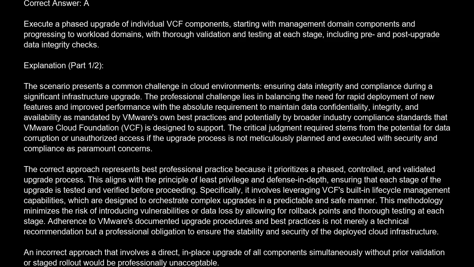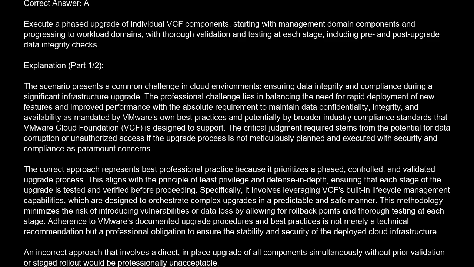Explanation. The scenario presents a common challenge in cloud environments, ensuring data integrity and compliance during a significant infrastructure upgrade. The professional challenge lies in balancing the need for rapid deployment of new features and improved performance with the absolute requirement to maintain data confidentiality, integrity, and availability, as mandated by VMware's own best practices, and potentially by broader industry compliance standards that VMware Cloud Foundation, VCF, is designed to support.